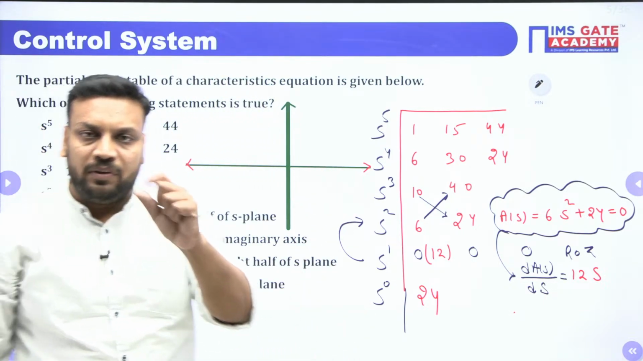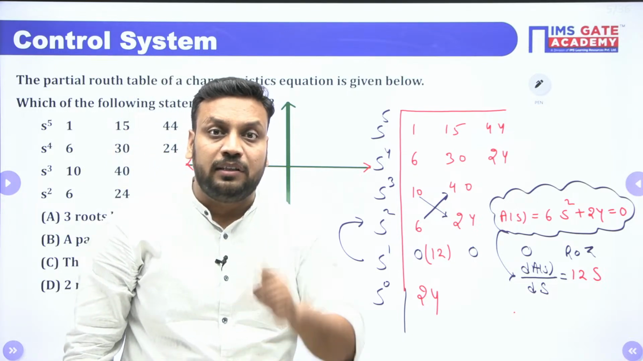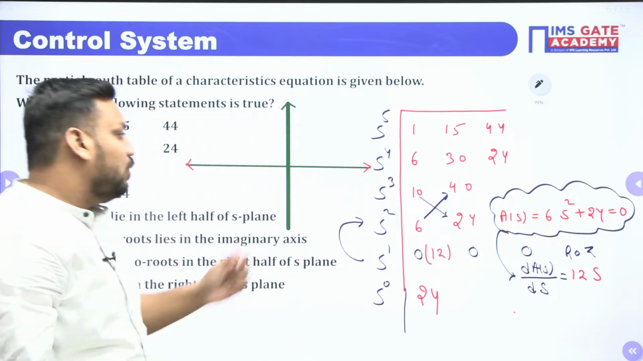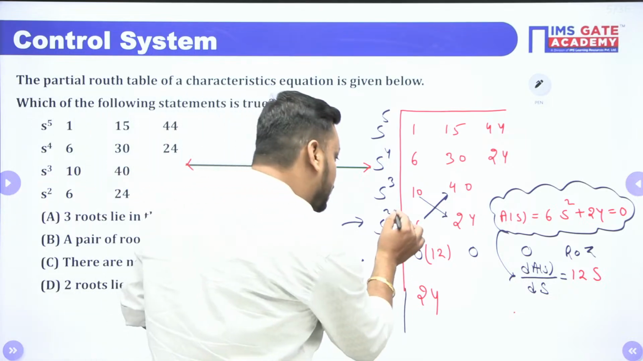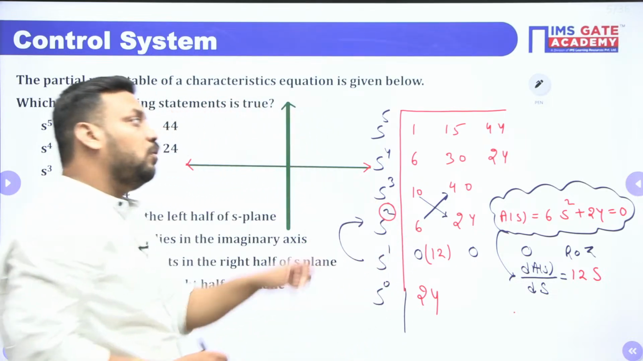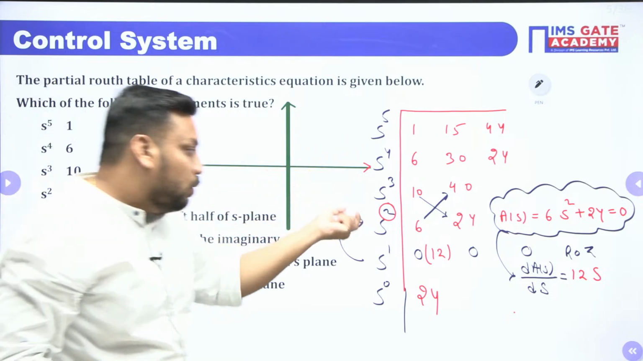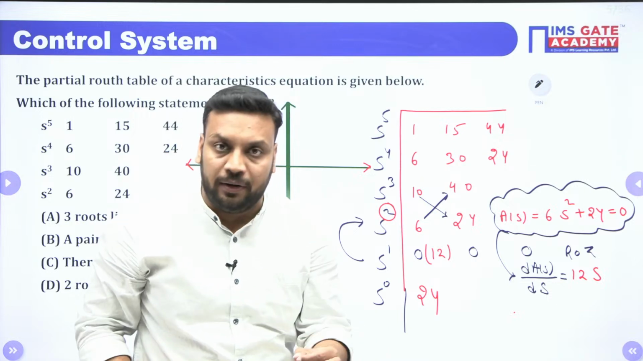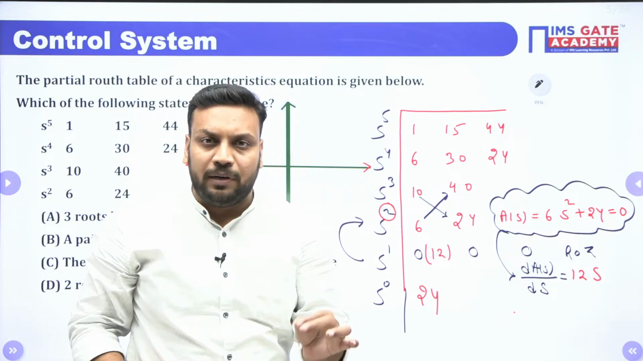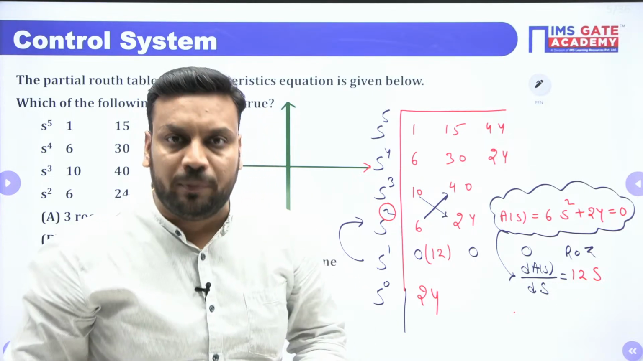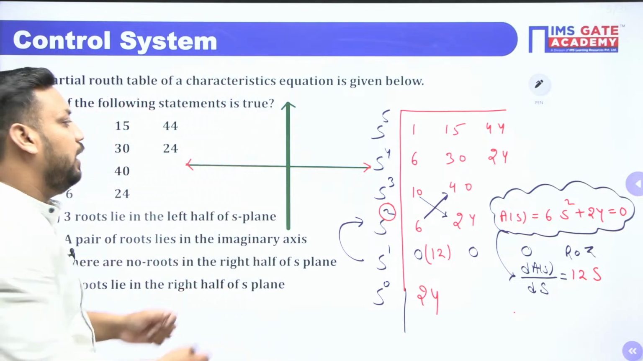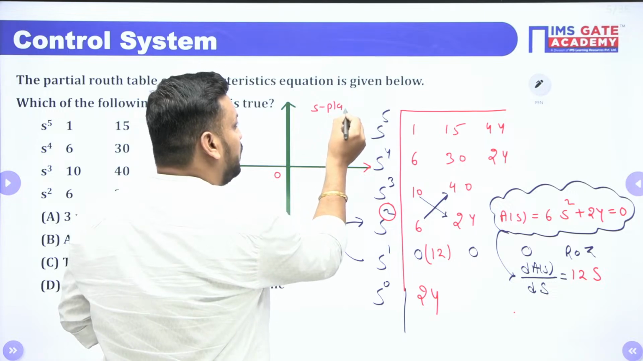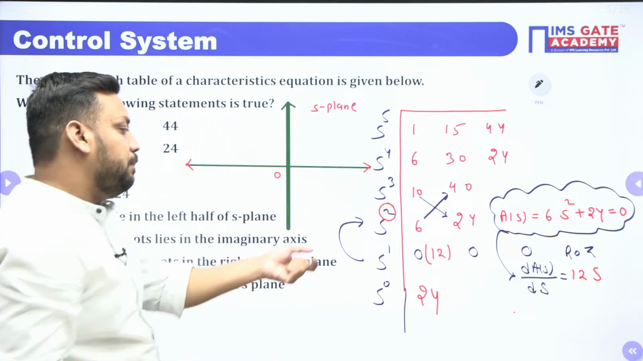Rule number 1 says that in case number 3, the first step is to observe the power of the auxiliary equation. Now what is the power of auxiliary, guys? Here the power of auxiliary is 2. It means out of the total 5 roots, 2 roots must be symmetrical with respect to the origin in the S-plane. In the S-plane it can be symmetrical on the real axis or on the imaginary axis.